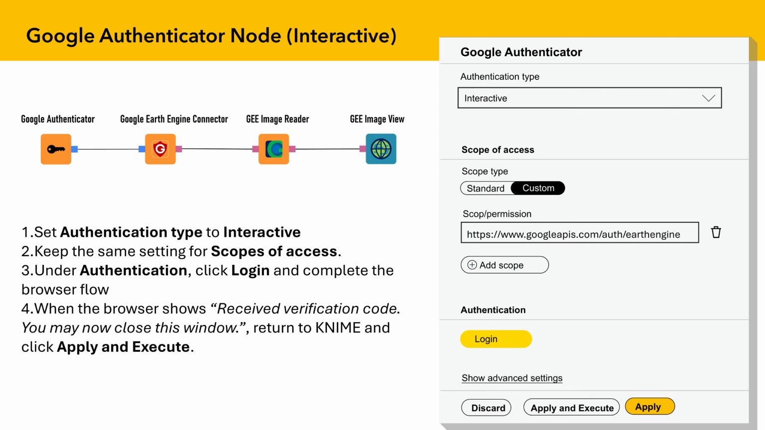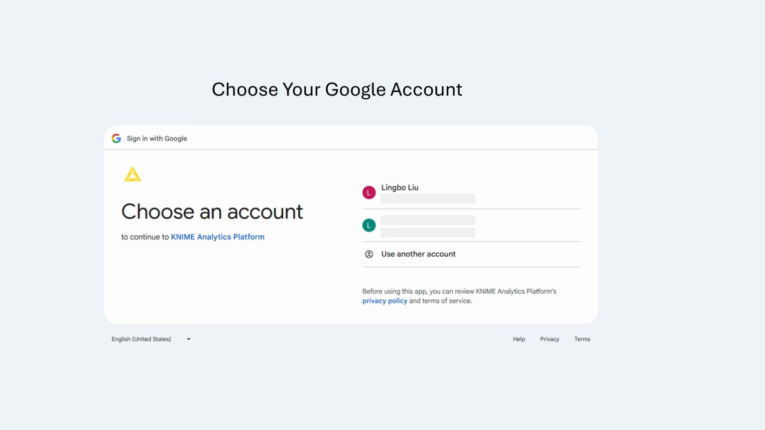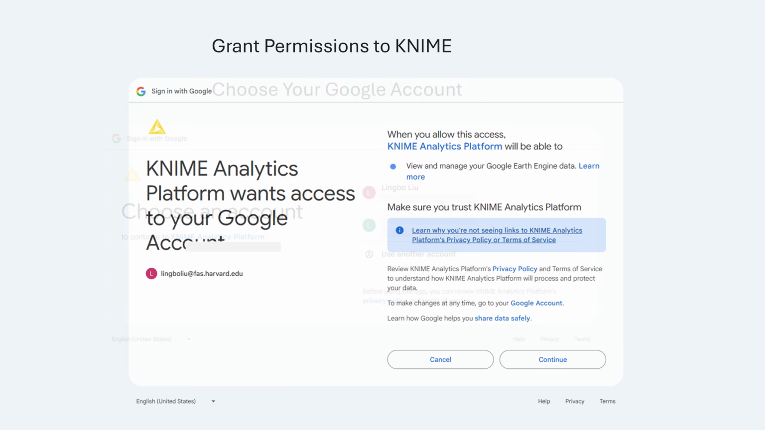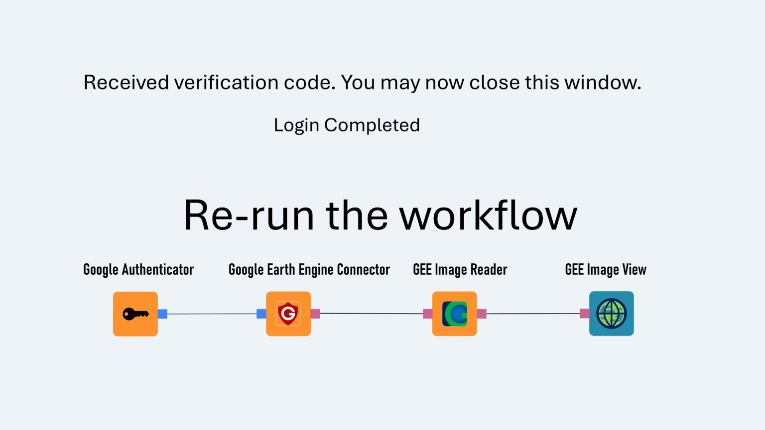Then, under Authentication, click Login. KNIME will open a browser window asking you to choose your Google account and to grant the requested permissions. Select the Google account you want to use with KNIME. Click Continue to allow access. After you approve, the browser page will say Received Verification Code. You may now close this window. At that point, the Authenticator node in KNIME has received the token it needs.